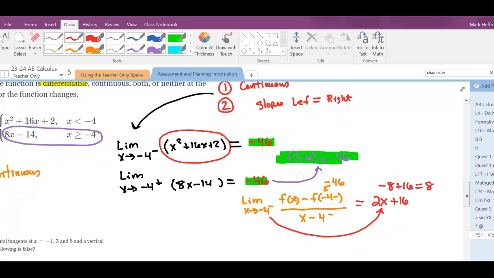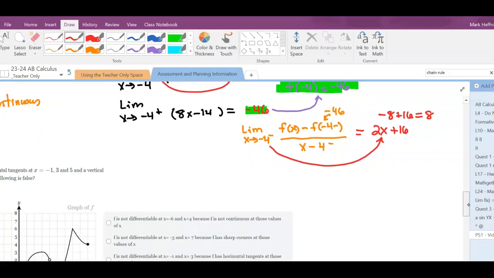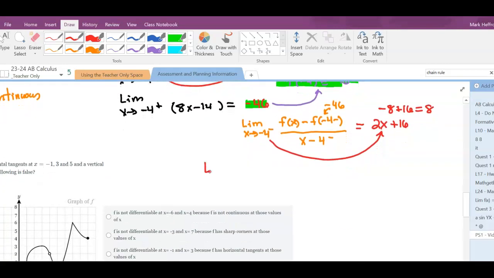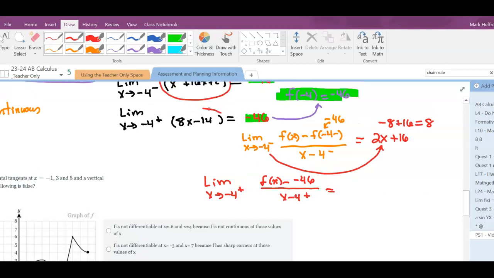Now I'll do the same on the other side. Limit as x approaches -4 from the positive side of f of x. Well, I know this function at -4 is -46. All over x minus -4 from the positive side. And that's going to be the derivative of this lower function. Well, that's just 8. And so sure enough, these slopes are equal.